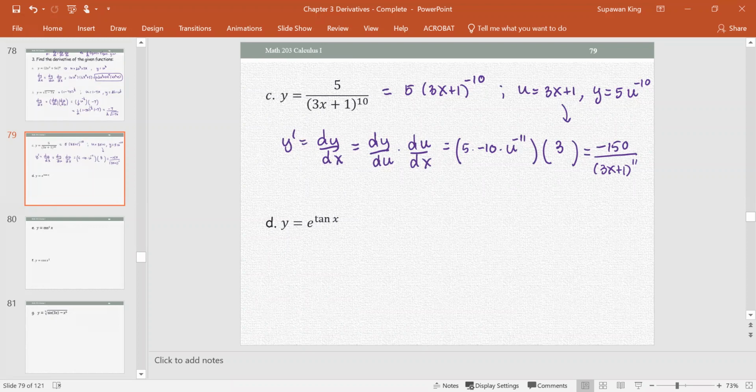Part D, y equals e to the power tangent x. The inner function is the tangent x. Let u be the tangent x. The function y is in the form of e to the power u. The derivative, or the y prime, is the product of the derivative of y with respect to u.